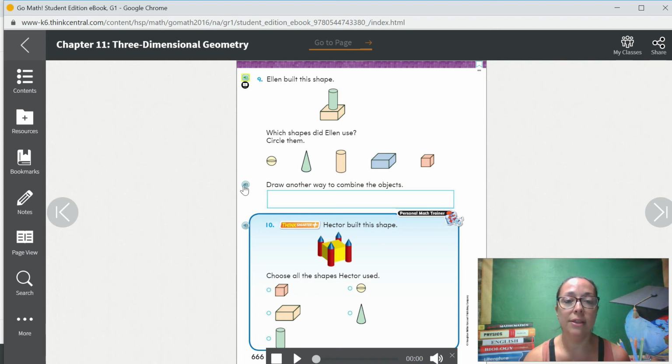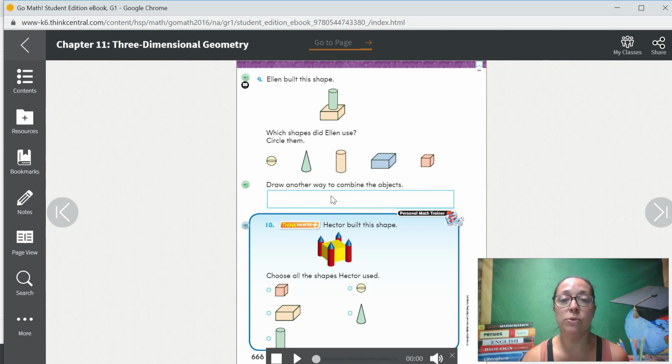Okay, and then... Draw another way to combine the objects. Okay, dice dibuja otra manera que puedes combinar esto. So Ellen put the cylinder on top of the rectangular prism. Draw the same two shapes in a different way. Not with this on top of this.